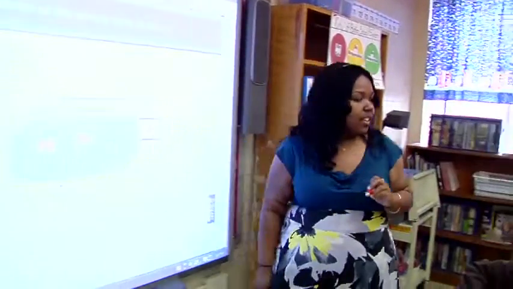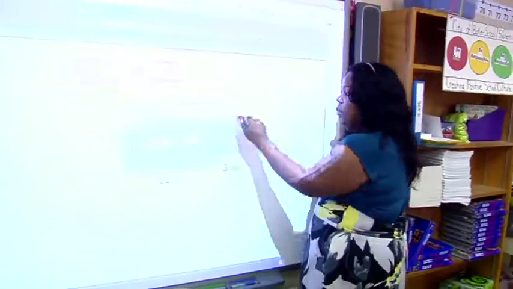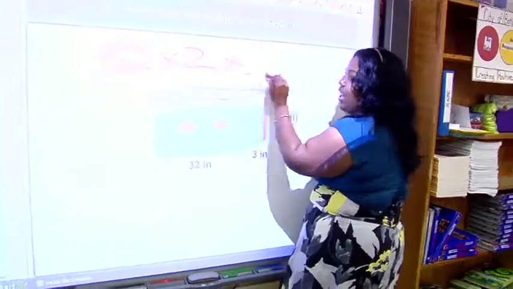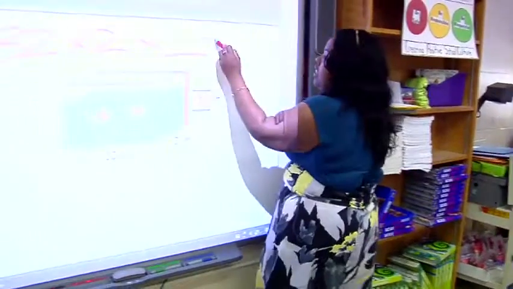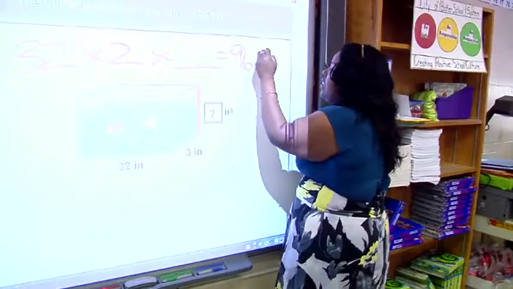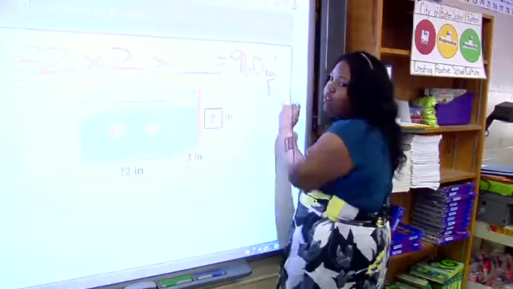So we have the length. What else do we have? The width. The width. Good. What are we missing? Height. I feel like we're always missing the height, though. And then what else do we have? The volume, which is? 960. Just by itself, just inches alone? Inches cubed. Oh, inches cubed, okay.